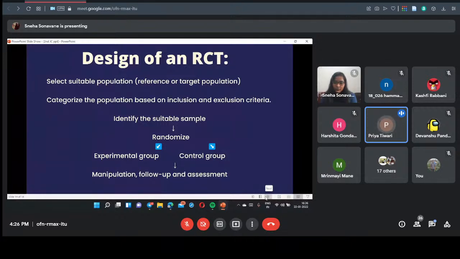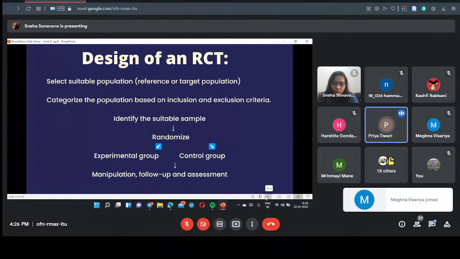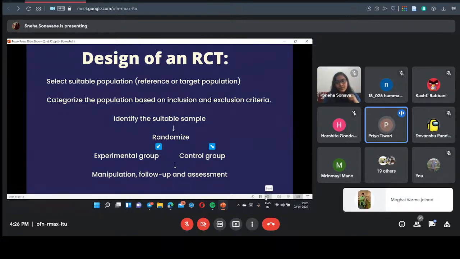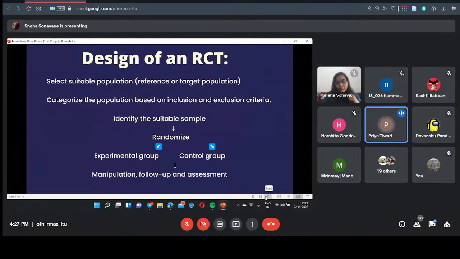Then, after selecting the suitable sample according to the inclusion and exclusion criteria you have defined, you will randomize them into two groups, the experimental group and the control group. Now, what is the experimental group? Suppose you are doing a drug trial. The experimental group will get the new, interventional drug, as you have to test whether it works properly and what kind of outcomes it gives. The control group will get the drug already known to us, whose effects and outcomes we know, or the placebo if we are comparing with a placebo.